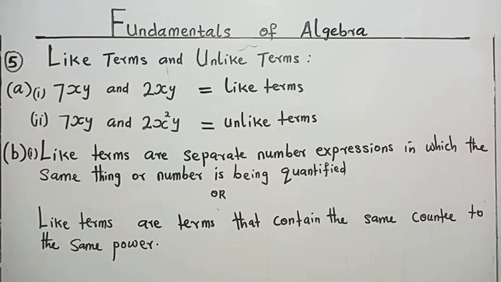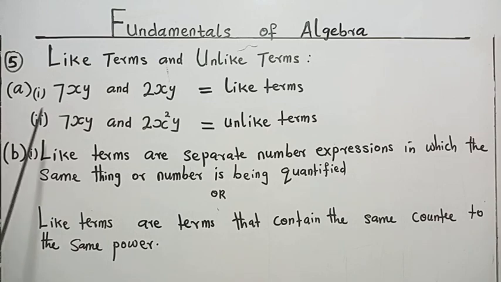Based on that, xy, the same xy is being quantified in the two separate number expressions. Based on that, these two expressions are called like terms. Is that clear to you? Even before now, you could have gotten the sense of it.